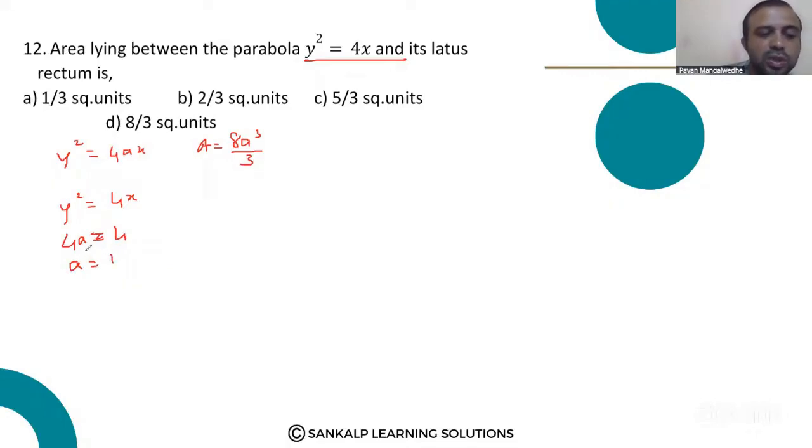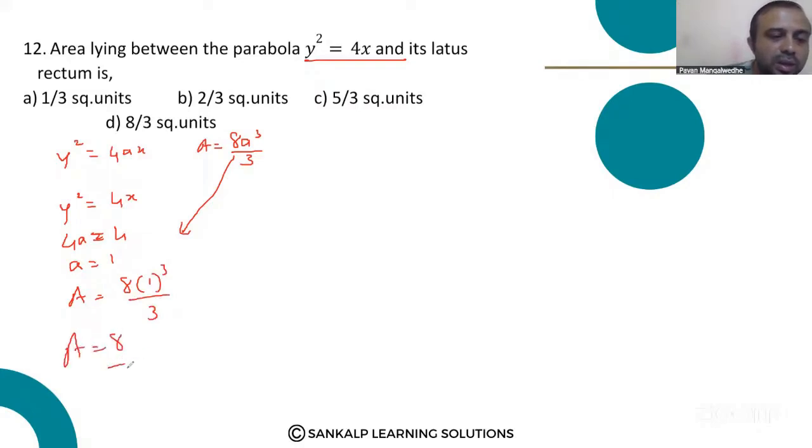So substitute the a value in the given formula. A is equal to 8 into a cube by 3, that is 1 cube by 3. So the standard answer is 8 by 3. Okay, 8 by 3. Option D is the correct answer.